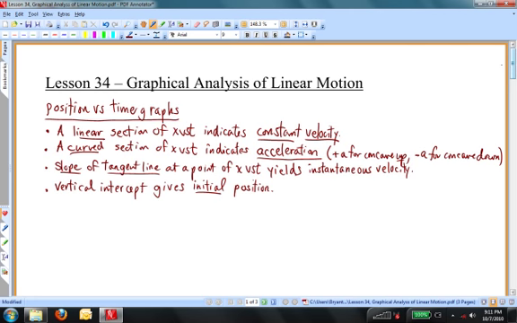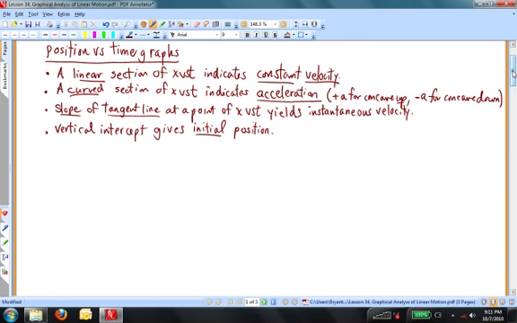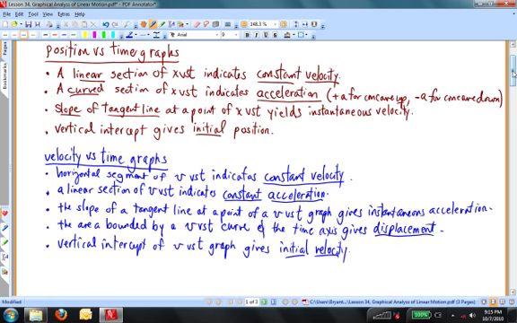Now we move on to velocity versus time graphs, and we'll do a similar sort of summary for them. The first one is that if I have a horizontal segment of a v versus t graph, that means constant velocity or zero acceleration. Second point, a linear section of a v versus t graph indicates constant acceleration. If it has a positive slope, that'll be a positive acceleration. If it's a negative slope, it'll be a negative acceleration.